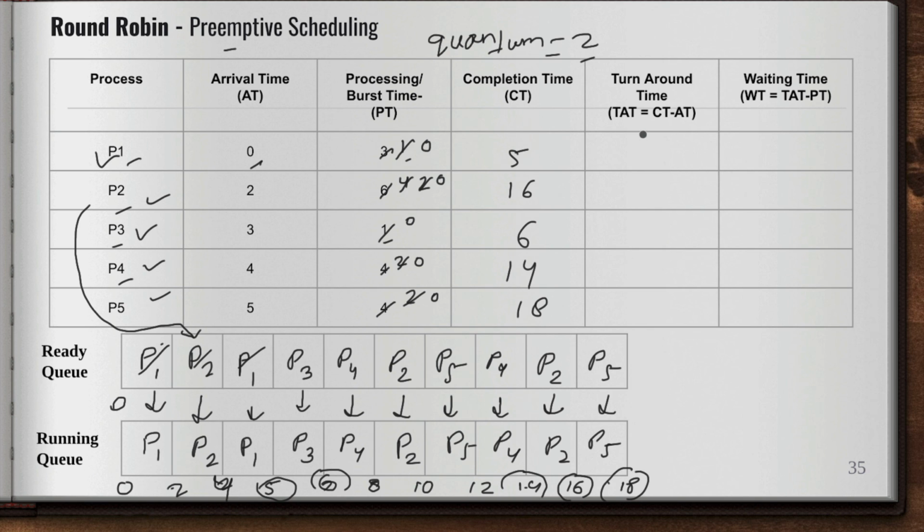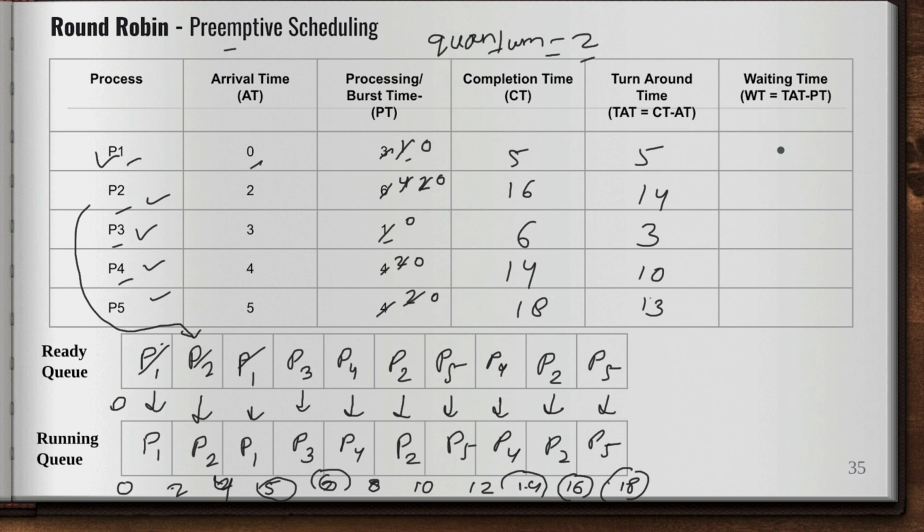Okay, so now let's calculate the turnaround time. Turnaround time is CT minus AT, which is completion time minus arrival time. 5 minus 0, 5. 16 minus 2, 14. 6 minus 3, 3. 14 minus 4 is 10. 18 minus 5 is 13.